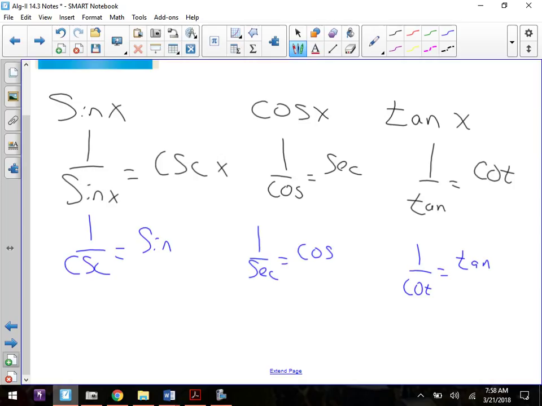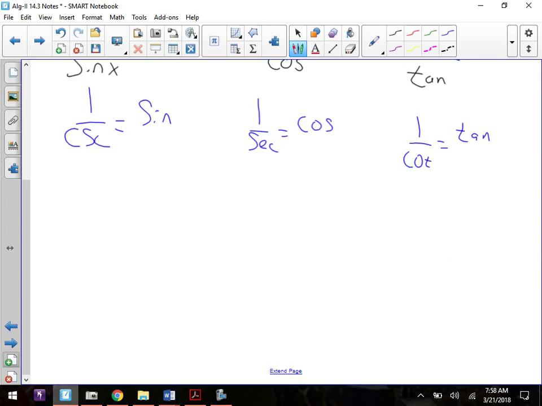There is one other thing that we can rewrite with tangents and cotangents. Tangent is what over what? Do you guys remember? Opposite over adjacent. We also can say it's sine over cosine. So we also know that tangent is sine over cosine, which means cotangent is cosine over sine. Very good.